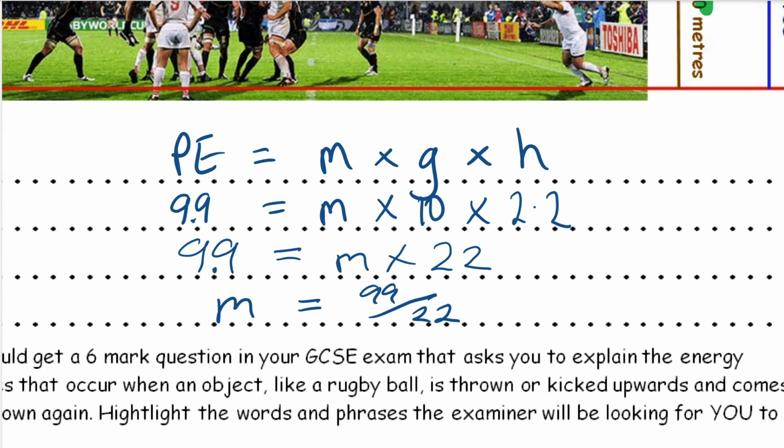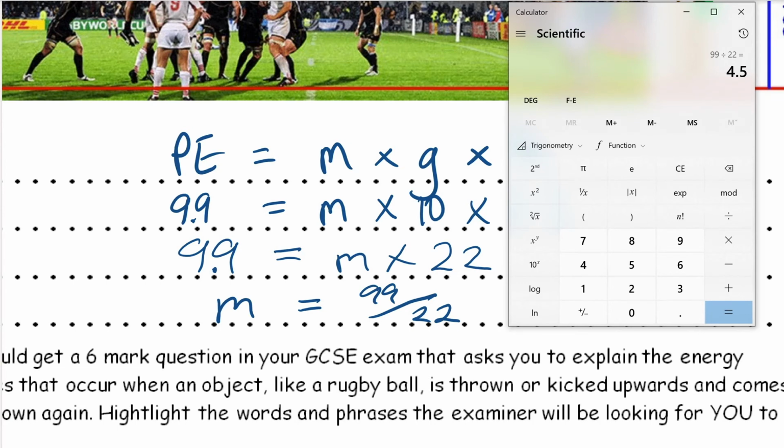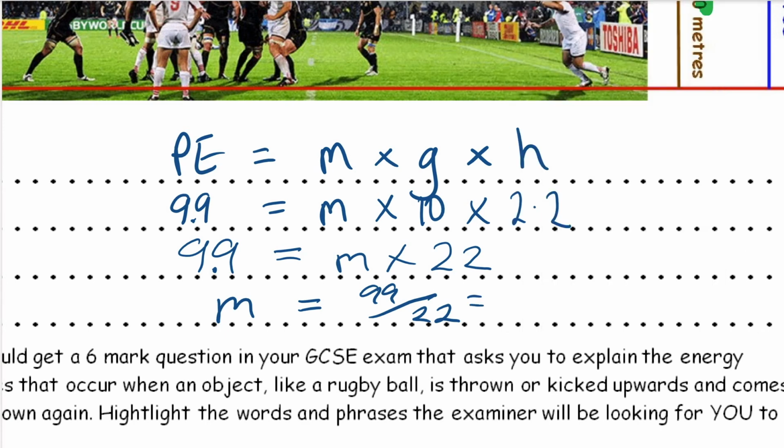It wasn't, as some teachers would say, a deliberate mistake. It was a genuine mistake. However, what you need to do with any question like this is ask yourself, does that answer sound right to you? So what I should have done is 9.9 divided by 22, and that gives you, that's better, 0.45, I've done it again, 0.45 kilograms as the answer.